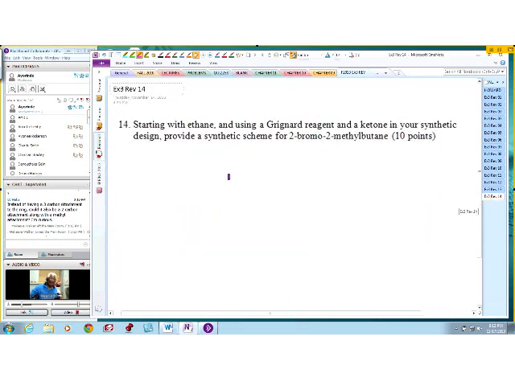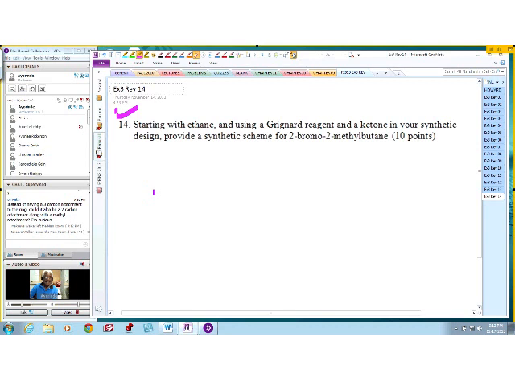Let me see. Okay, Masha, can you go ahead and read this for us? Starting with ethane and using a Grignard reagent and a ketone in your synthetic design, provide a synthetic scheme for 2-bromo-2-methylbutane. Okay, thank you. Very good.